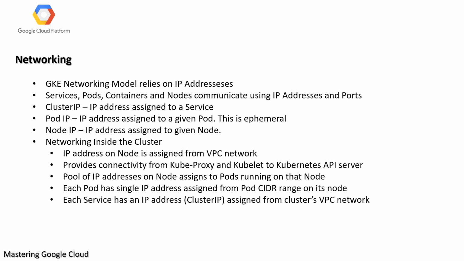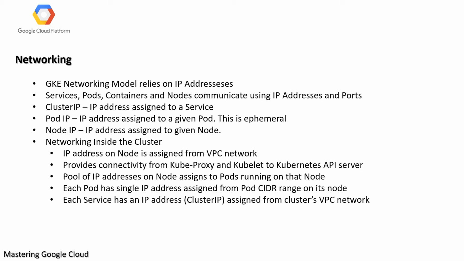Networking in GKE. The Kubernetes networking model relies heavily on IP addresses. Services, pods, containers, and nodes communicate using IP addresses and ports. Kubernetes provides different types of load balancing to direct traffic to the correct pods. Cluster IP: the IP address assigned to a service. This address is stable for the lifetime of the service. Pod IP: the IP address assigned to a given pod. This is ephemeral, as discussed in the pod section. Node IP: the IP address assigned to a given node.